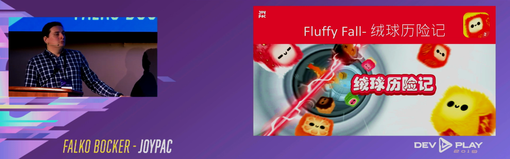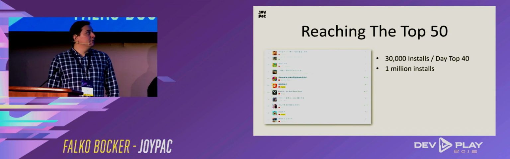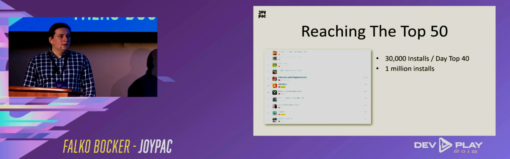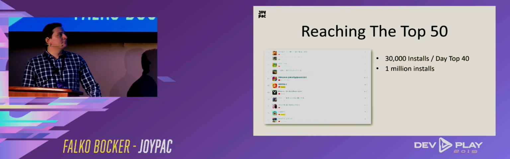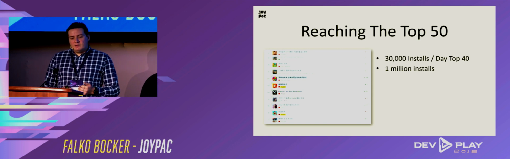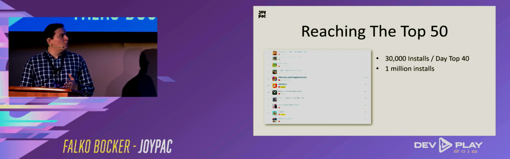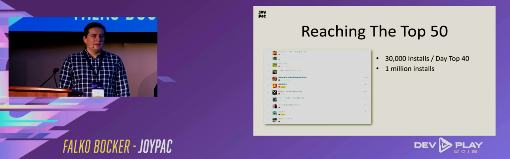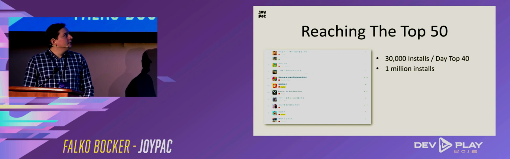So Fluffy didn't do quite as well as Skip School, although it did very well for us. It was in the top 50 for a while. It peaked at around 30 in the most downloaded charts. And to be in that range for us meant that we needed to have about 30,000 installs a day. And this added up to 1 million. So you already see a big difference between having a game in the top 50 and having a game all the way up in the top 10.